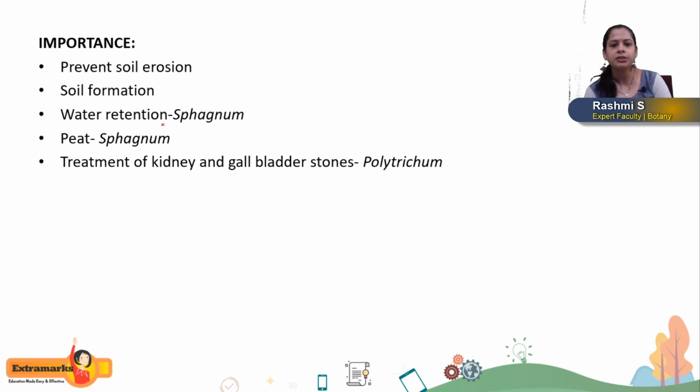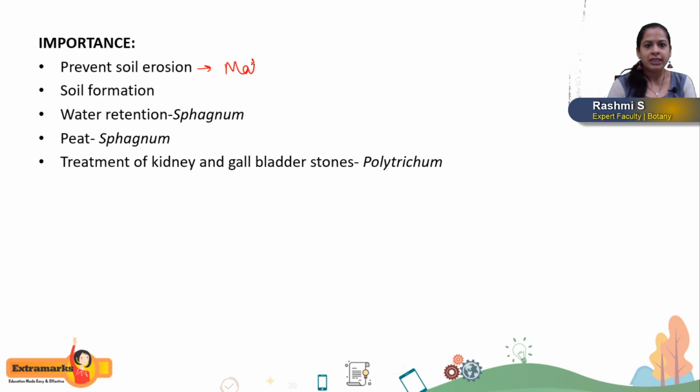Now coming to the importance of bryophytes. Since they cover the soil like a mat, they hold the soil particles tightly, therefore preventing soil erosion. The rhizoids hold the soil particles and prevent soil erosion. They also help in soil formation in the ecological succession. After lichens, the next developed plants in ecological succession are bryophytes. Therefore, they also help in weathering of rocks and soil formation.